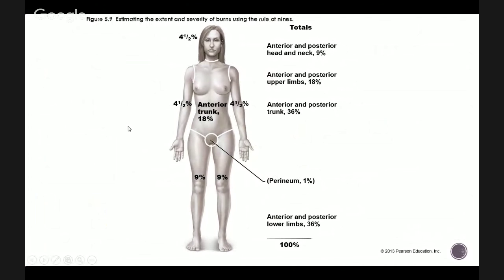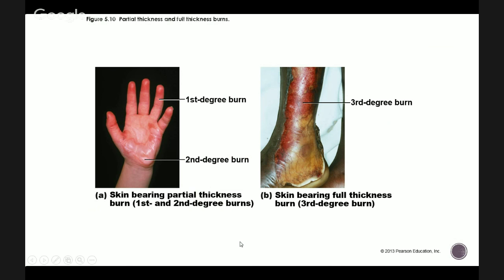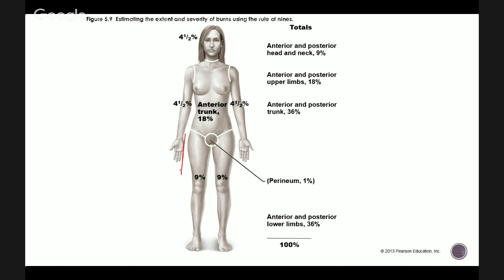Okay, so talking about burns. The way that they estimate the severity of a burn is looking at the rule of nines. What they do is they divide your body's surface area into percentages of nines. For example, each of your lower extremities is 9%.